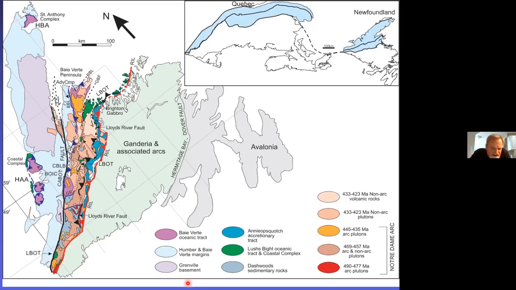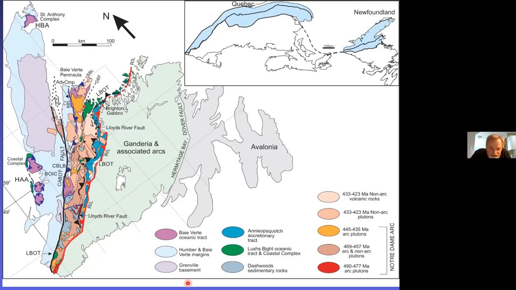On the western side of this belt, in purple, is what I call the Baie Verte Oceanic Tract, which is younger. The Lushs Bight Oceanic Tract is Cambrian, ranging from 510 to 500 million years old. The Baie Verte Oceanic Tract is late Cambrian, and most of the ophiolites are around 490 to 489 million years old, which separates it from the Laurentian margin. In the most western part of Newfoundland, you see the Bay of Islands ophiolite and the coastal complex.